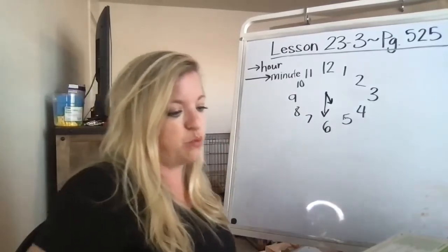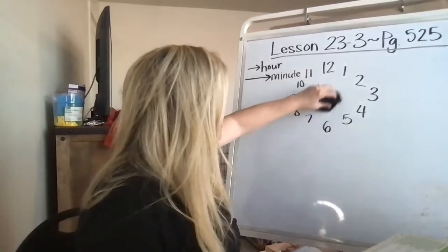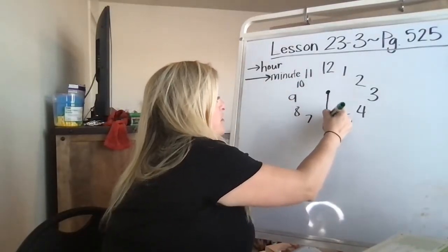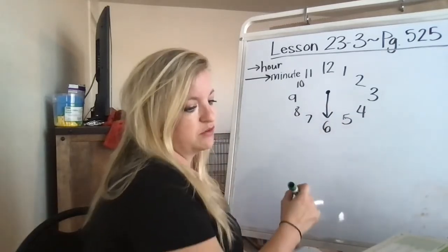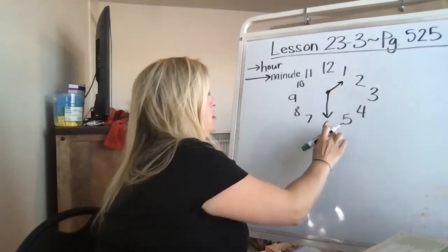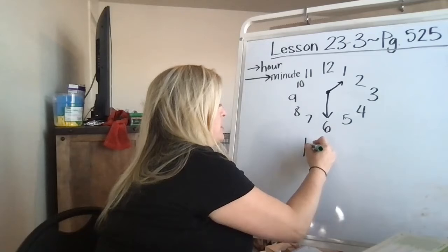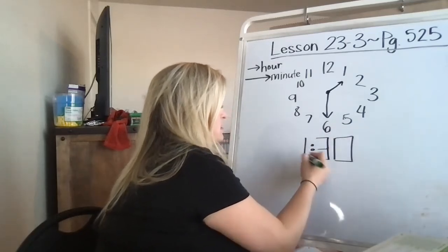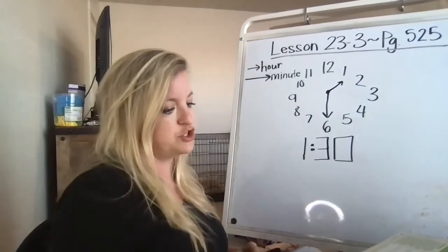Number 3, it is 1:30. Show this time on both clocks. So on the analog clock, the minute hand is going to go down to the 6 because that is 30. The hour hand is going to go halfway because I'm halfway to 2 o'clock. It's going to go halfway between the 1 and the 2. And then on a digital clock, it looks like this. There's 1:30.